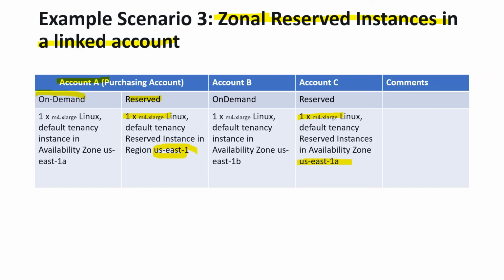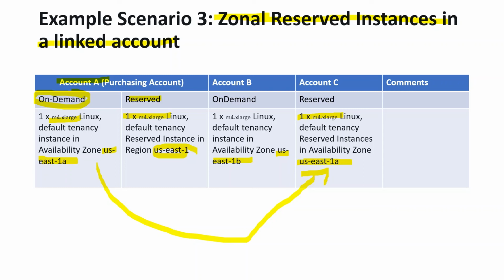Coming to on demand, there is one m4.xlarge which is running on availability zone US East 1A, and on account B, it's running on US East 1B. Okay, so how will the RI be applied? AWS will apply the RIs very smartly. So always the zonal reserved instance, as you know, if it is reserved on a zone, then it will be applied only to that particular zone. So what happens in this case, on account A, you have the instance which is running on US East 1A, and you have an equivalent reserved instance on account C, because in account C nothing else is running. There is no on-demand instance running. So this can potentially be shared with the other linked account.